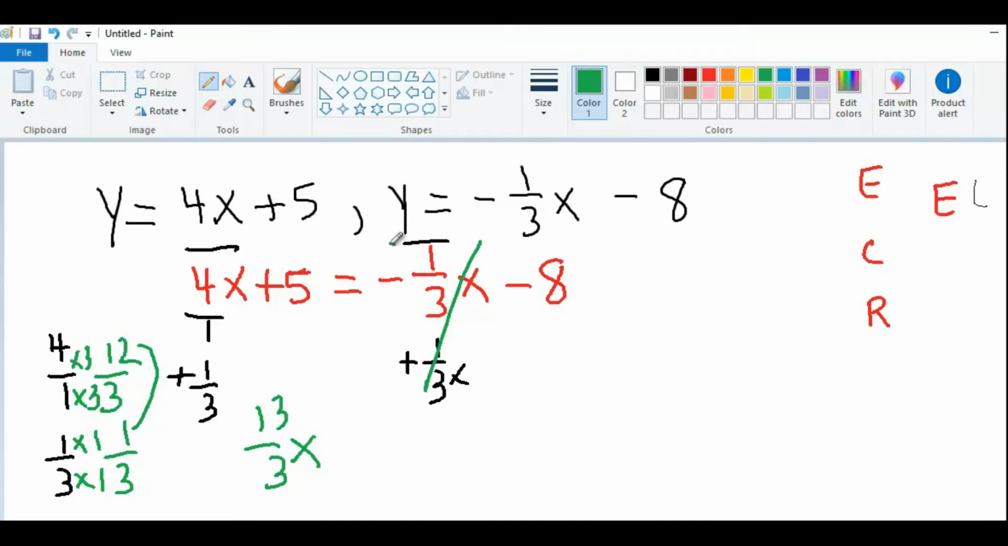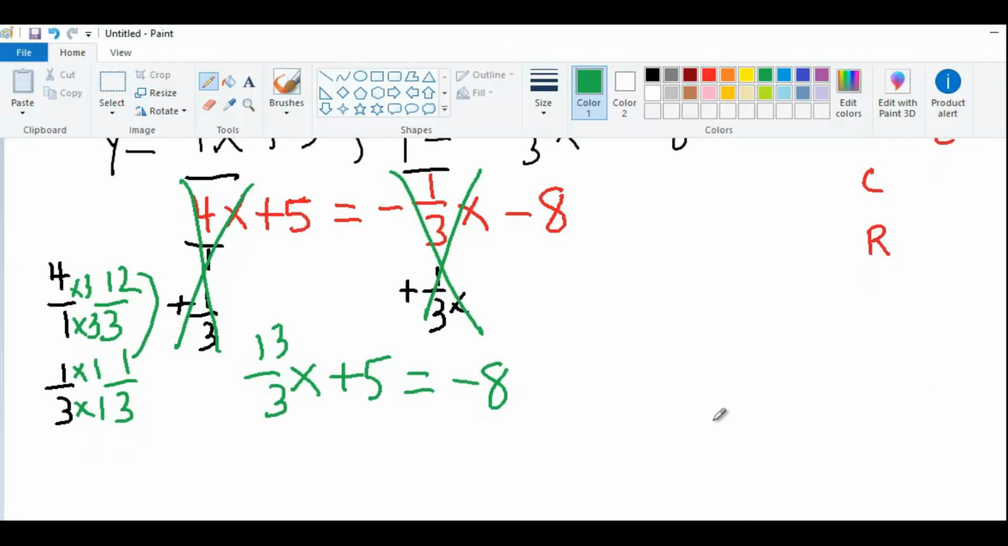These were x's, so we cross this out, cross that out. Now all our x's have been replaced. Now we just have 2 terms and an equal sign, so we put the plus 5 equals negative 8. Now, what are our like terms once again? Which one are we moving? What are we changing it to? Negative 5. So make that negative 5 over here. Cross this out. We have negative 13, and then we have 13 over 3x equals.